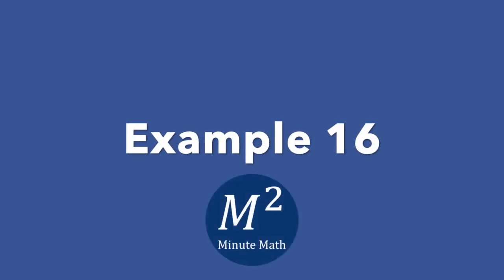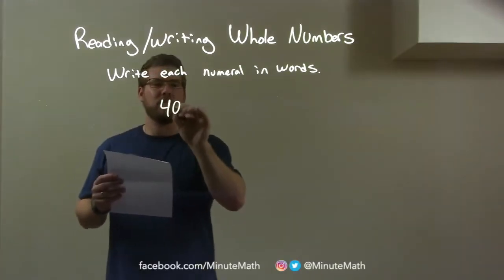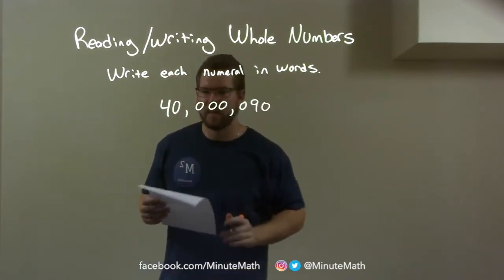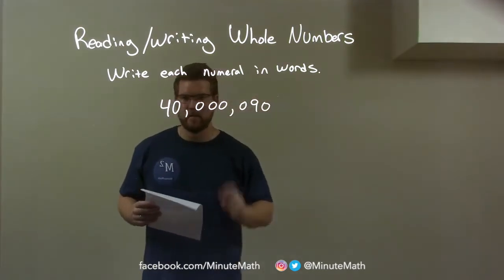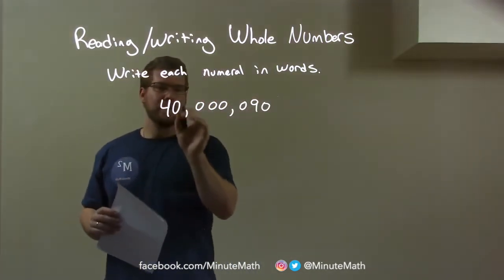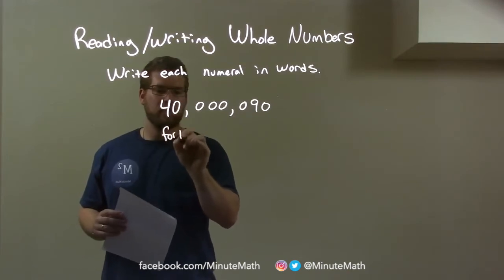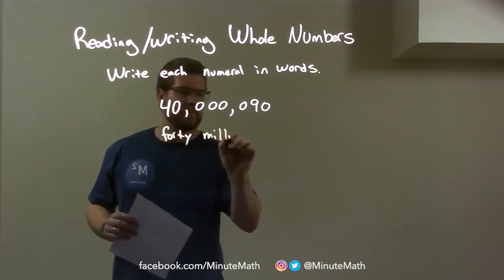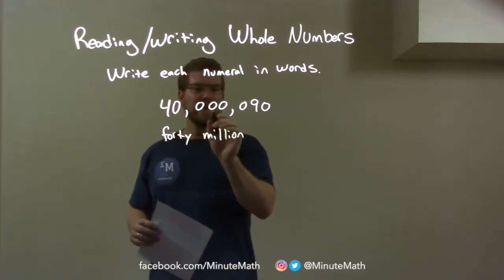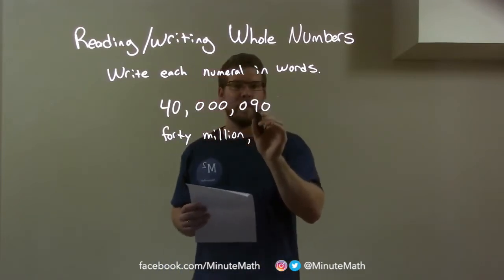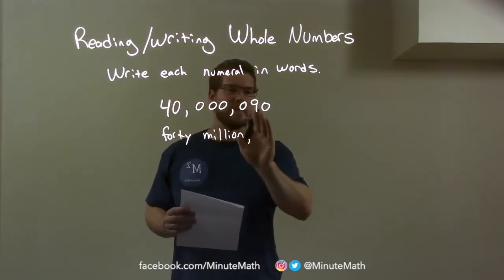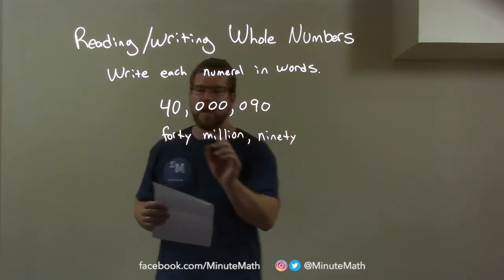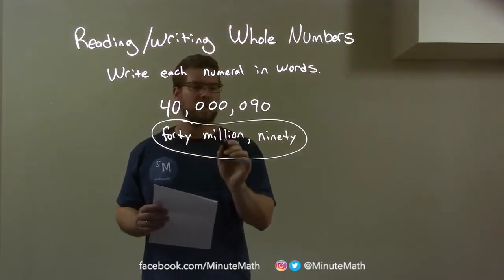We have 40 million and 90. So we have 40 million 90. Well, first thing, we have to deal with that 40. So we have 40, and that's in the millions place, so 40 million. Then we don't see anything else until we get to this 9. If we ignore everything else, this is 90. So we have 90, and that's it. We have our final answer here of just 40 million 90.